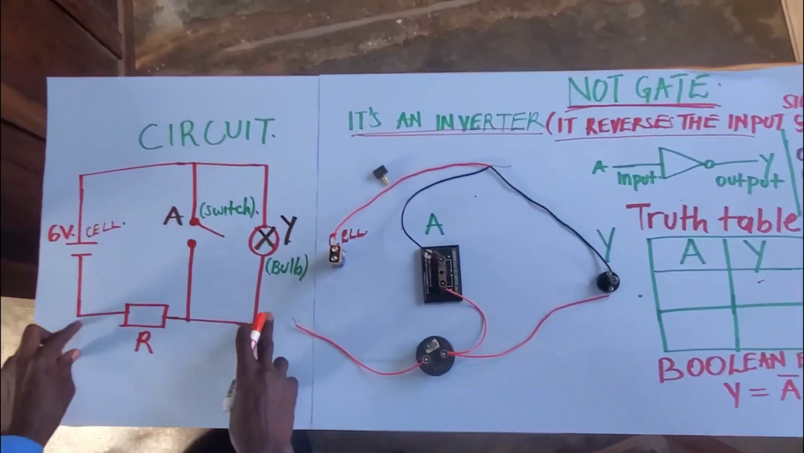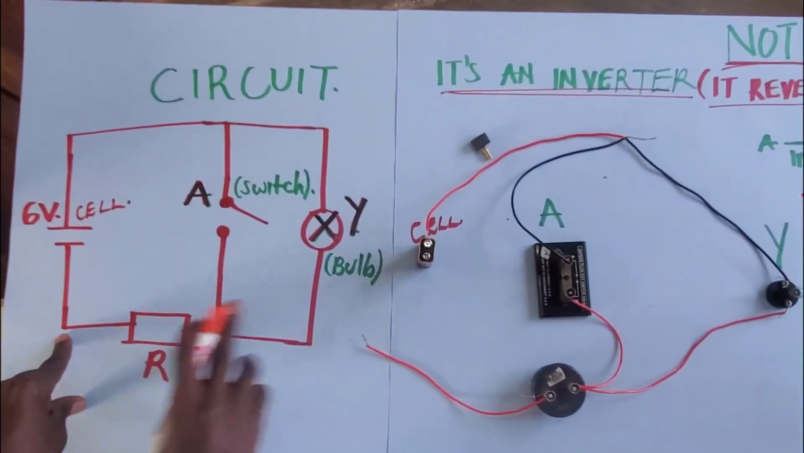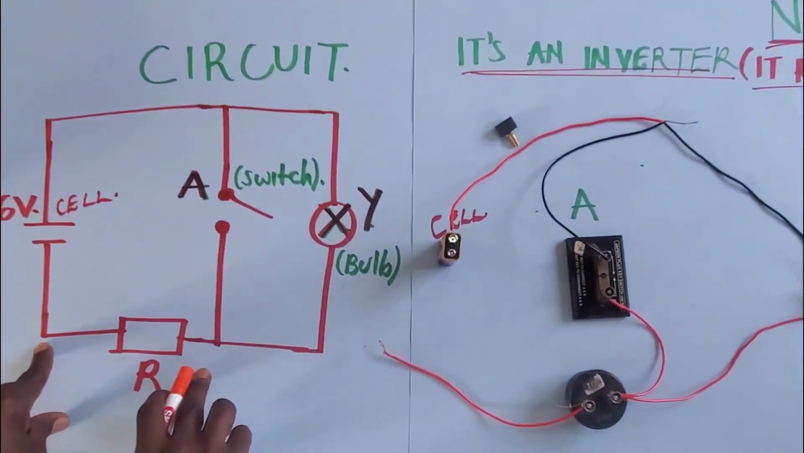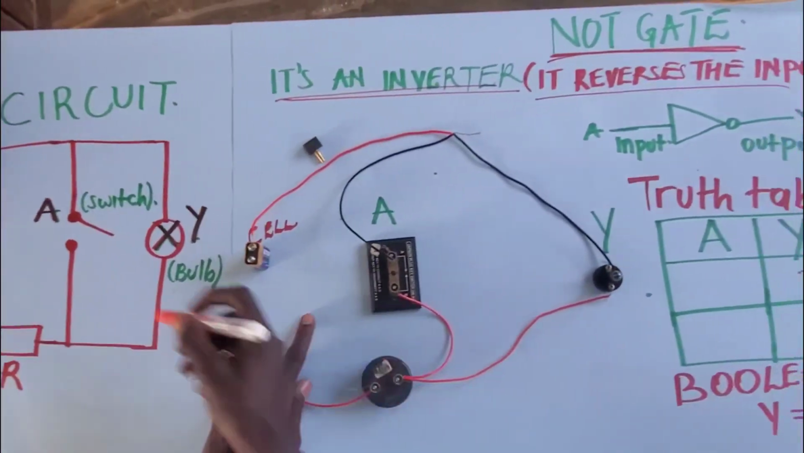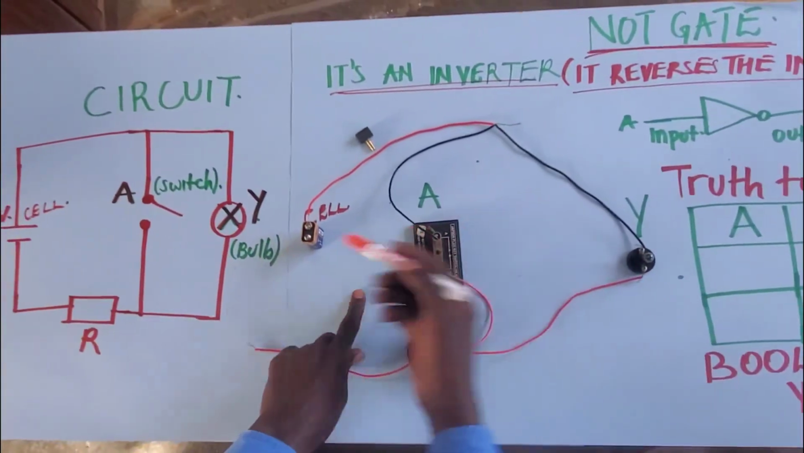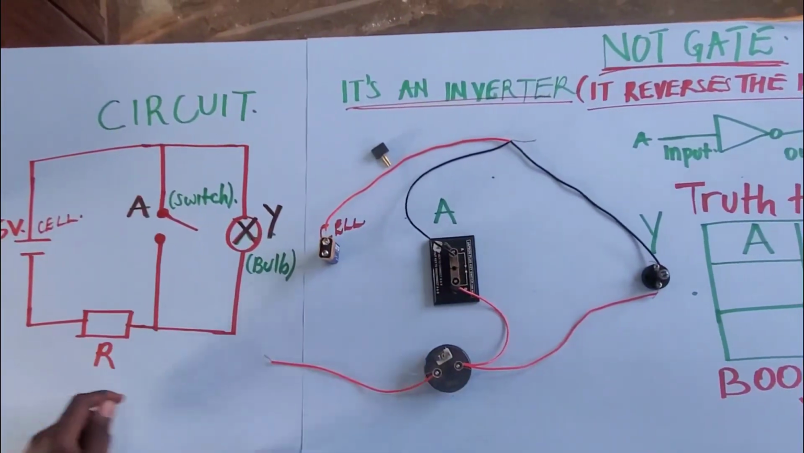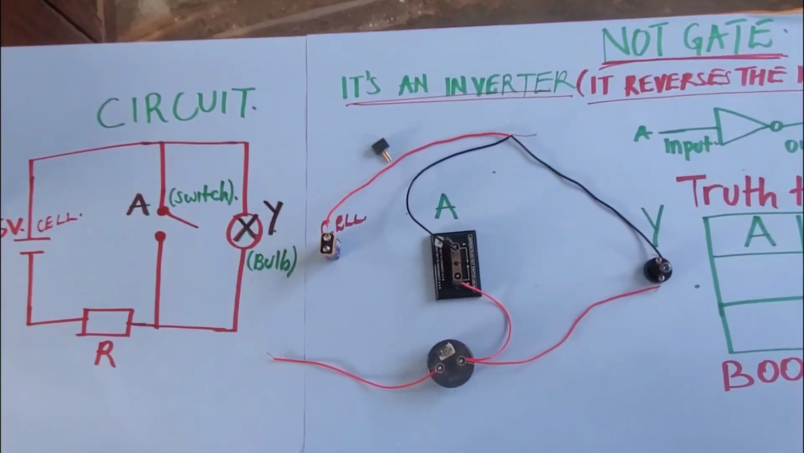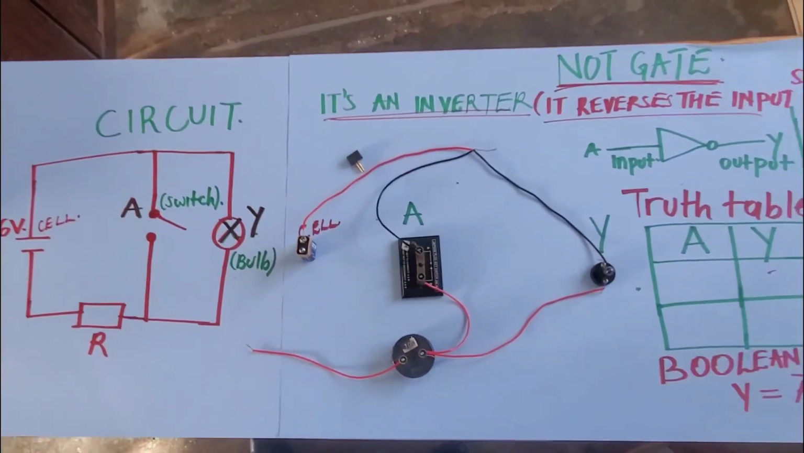If you look here, I have a circuit that is going to illustrate what I've said. This is the circuit, and I've come up with that circuit practically. I have a switch, which is here. I have a bulb, which is here. And I have a resistor with a dry cell. So I have everything, and I'm going to explain how this NOT gate works.